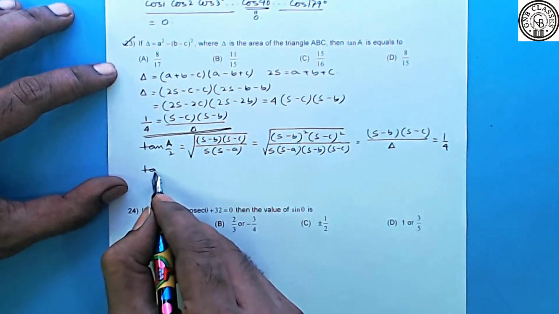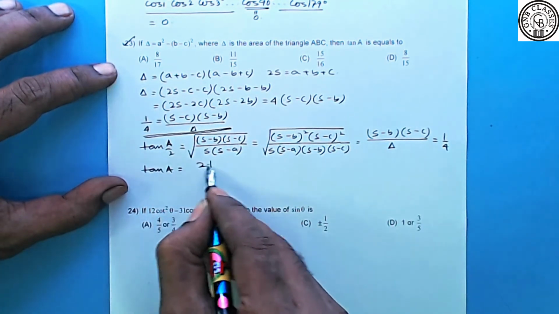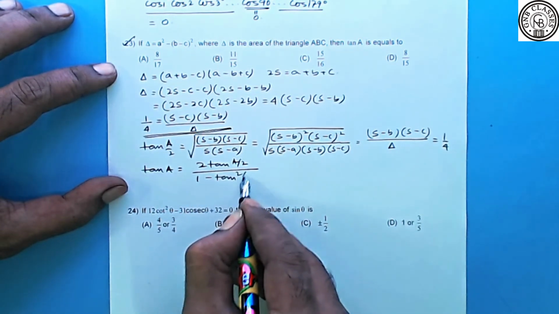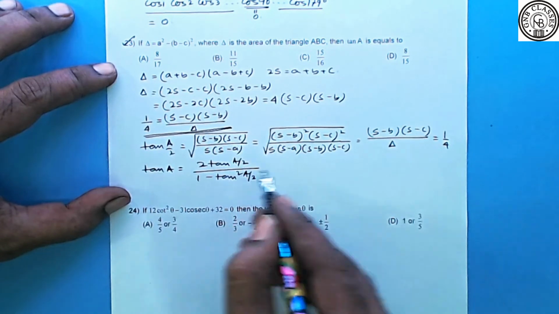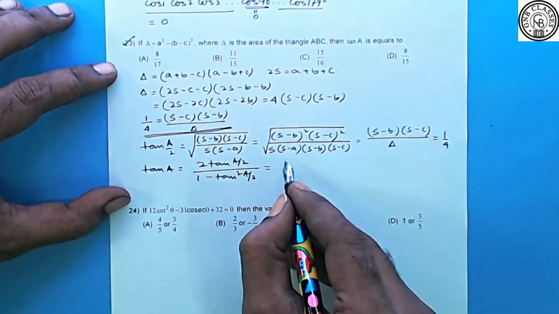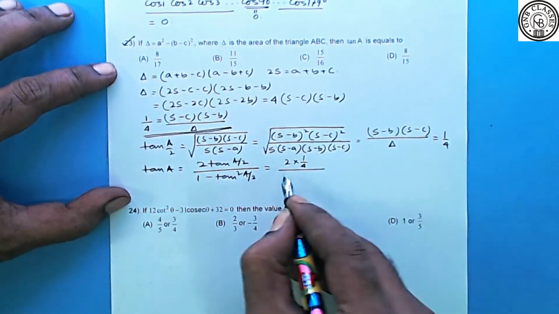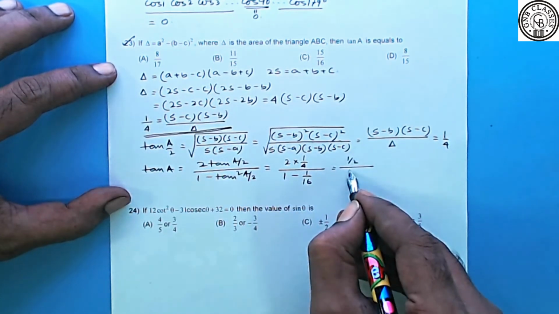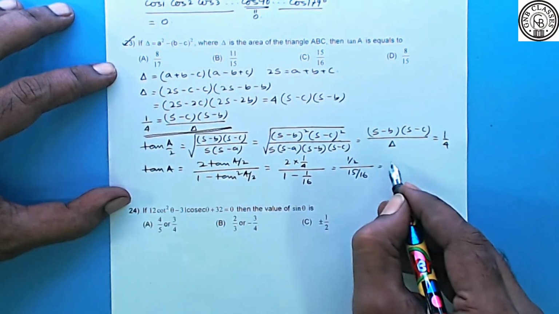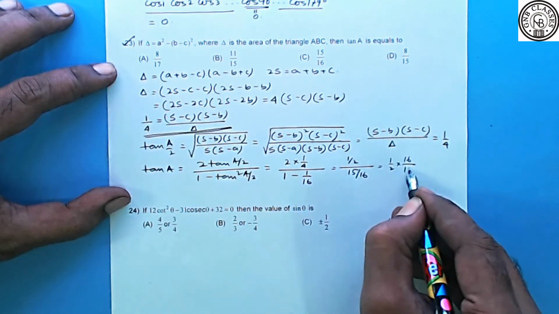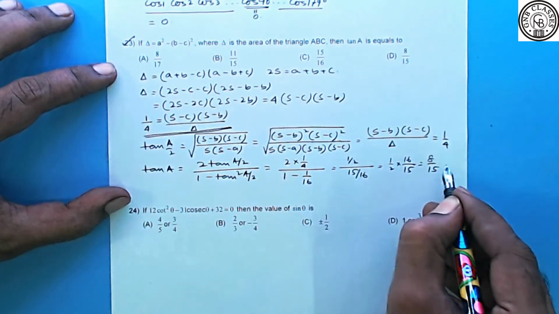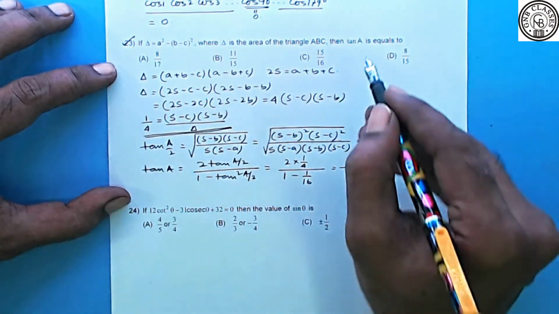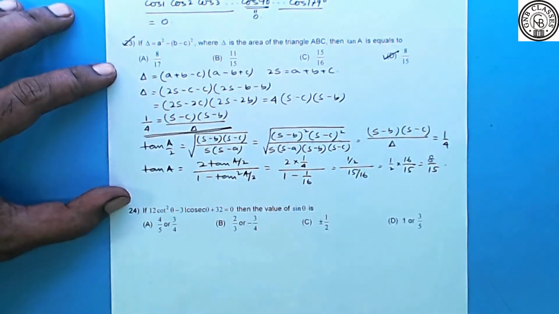Now we have to find out the value of tan a. So we are applying the submultiple formula of tan a. Let me just plug the values of tan a by 2, which is 1 by 4. So it is half divided by 15 by 16. So that gives us 8 by 15. Is it clear? Therefore, the value of tan A is 8 by 15. Hence, option D is correct.